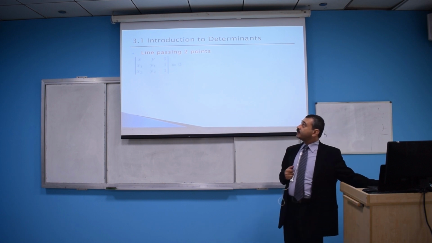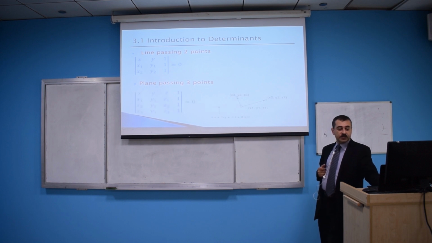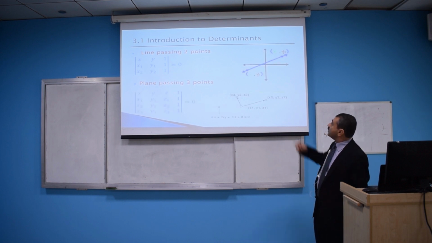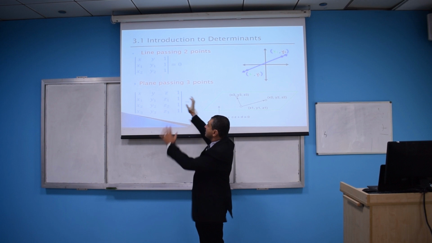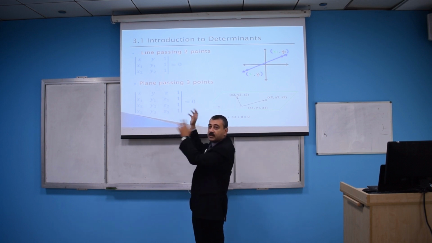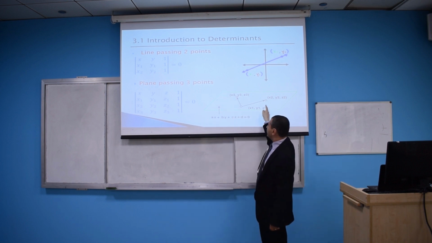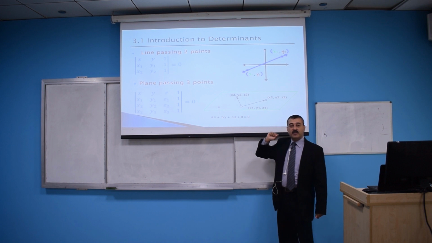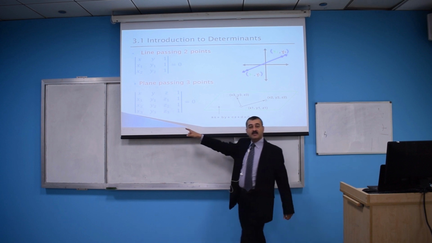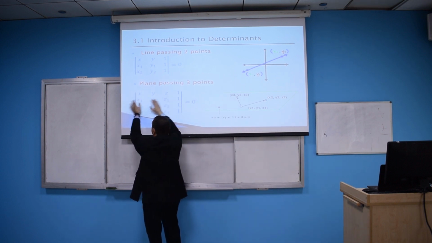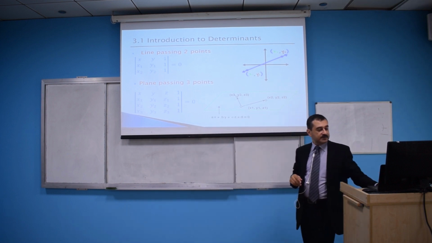To find the line passing through 2 points, if you know 2 points and you want to get the line passing through them, you can get the equation of the line by expanding this determinant. You'll get something multiplied by x, by y, and a constant, and you can get the equation of the line directly by this determinant. And if you have 3 points in 3D space, you can get the equation of the plane containing the 3 points directly by expanding this determinant. You'll get something multiplied by x, y, and z, and a constant.